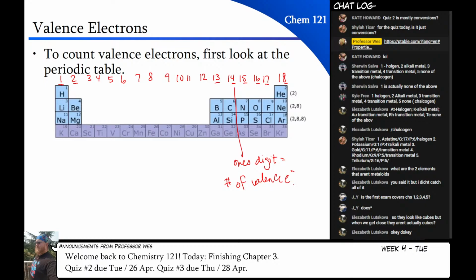So whatever the ones digit is going to be the number of valence electrons for any element that is in that group. So if I say, how many valence electrons does hydrogen have? You would say, oh, 1. How about sodium? Oh, also has 1. What about carbon? Well, the ones digit is 4, so it has 4 valence electrons. So you can now count valence electrons based on what group things are in.